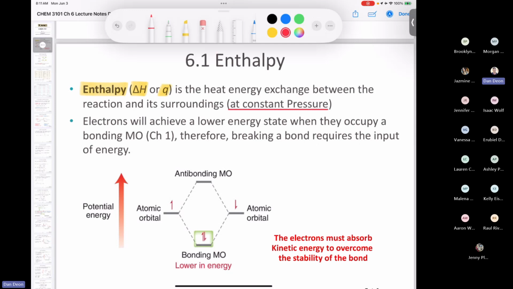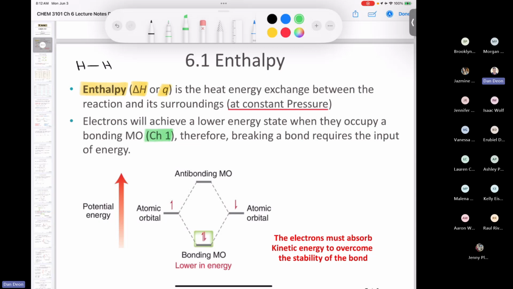But let's talk about bonds, okay? You all know about carbon-carbon bonds, carbon-oxygen bonds, carbon-hydrogen bonds. But let's think about a bond for a second. If you have a bond between two hydrogen atoms to make an H2 molecule, why does bonding occur? Well, we covered this back in Chapter 1. The whole rationale behind bonding is that electrons will achieve a lower energy state when they occupy a bonding molecular orbital. So if you need to go back to Chapter 1 and review that, do that. But again, electrons achieve a lower energy state when they occupy a bonding molecular orbital.